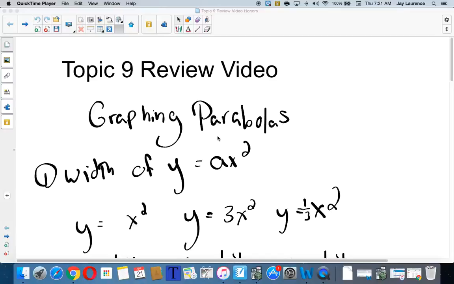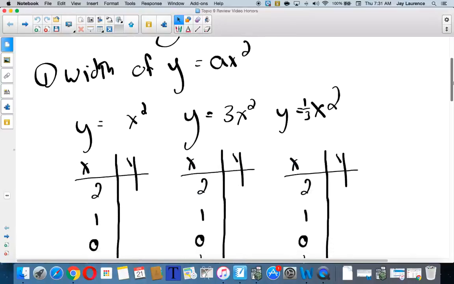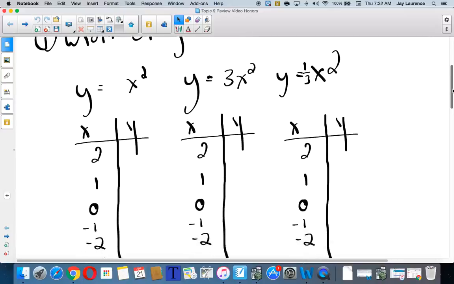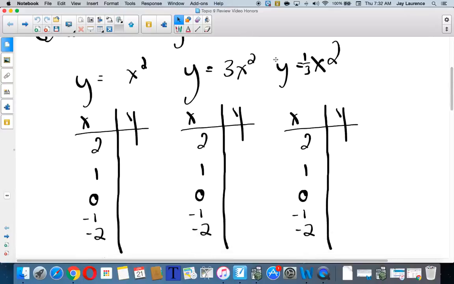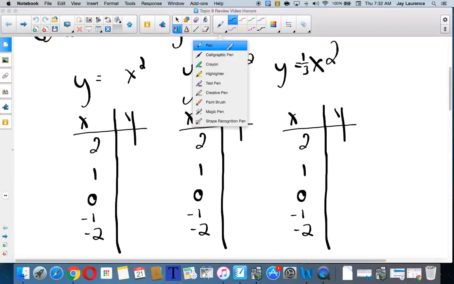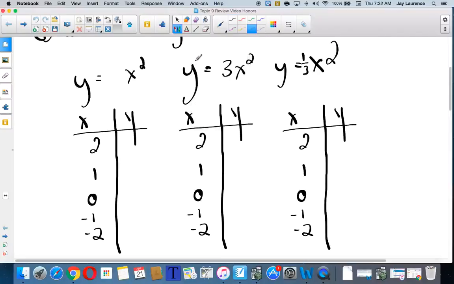Topic 9 review video. First of all, graphing parabolas. Let's talk about the width of a parabola in the form of y equals ax squared. No b term or c term, they're both 0. One thing you could do if you don't get this yet is make a table comparing them. I have put down three equations: y equals x squared, y equals 3x squared, and y equals 1/3 x squared. You should know what's going to happen with them.